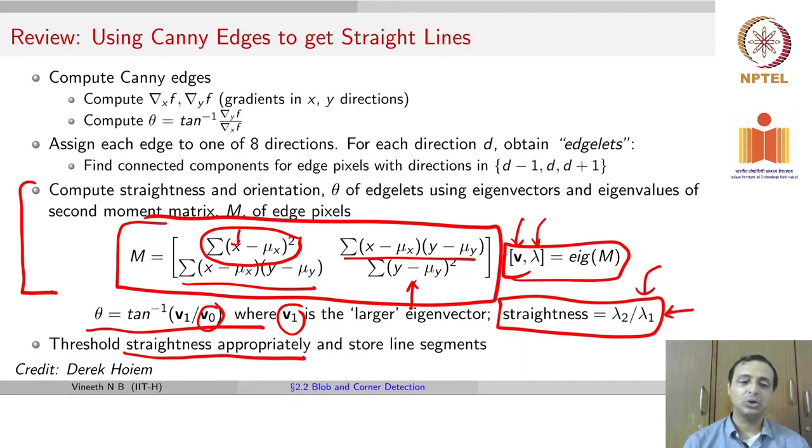You just have to ensure that you construct your threshold appropriately. If you invert the straightness ratio, you just have to ensure that you threshold it at an appropriate value and then obtain your line segments.